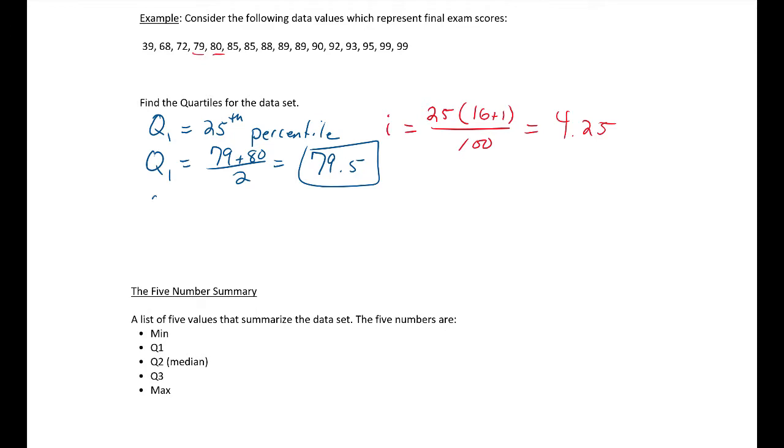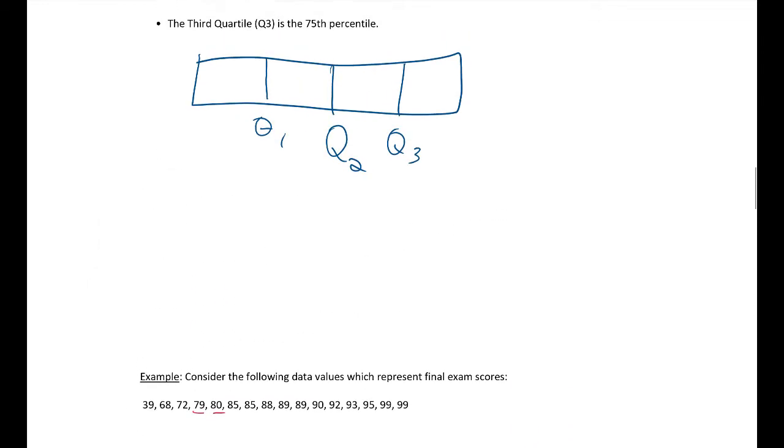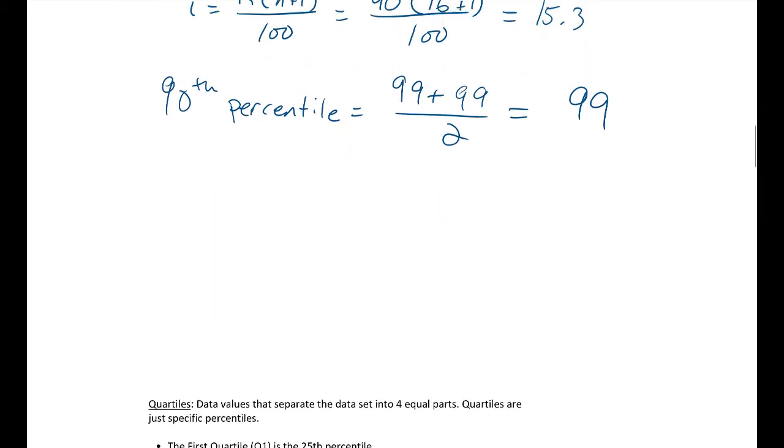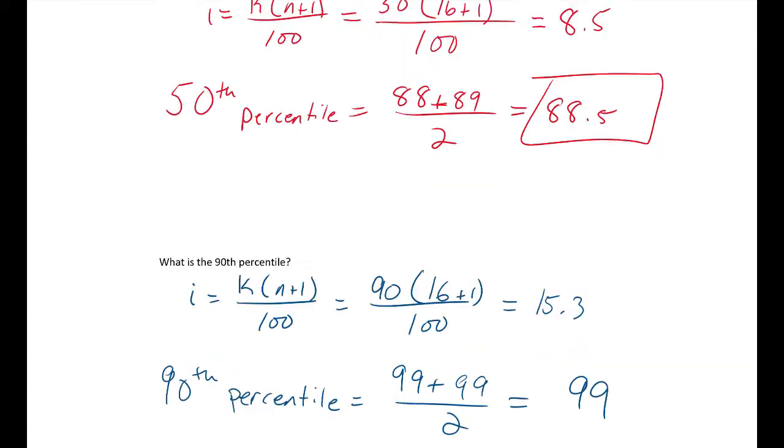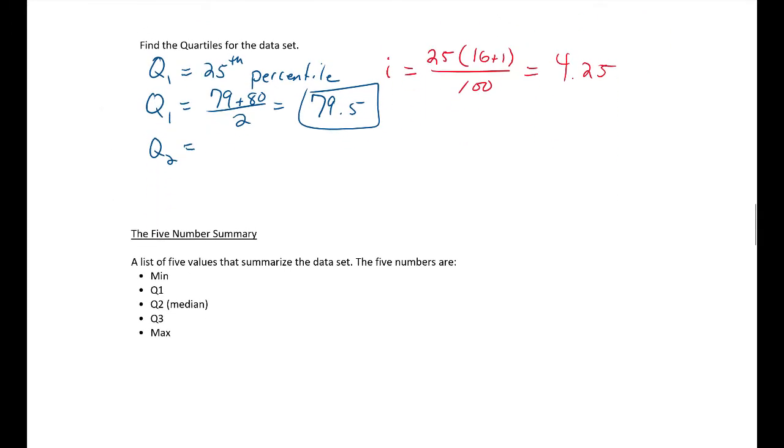The second quartile, I'm not going to redo the work because we've already done this. The second quartile is the 50th percentile, and we know that from before. What did we say? We said that the 50th percentile was 88.5. So 88.5.